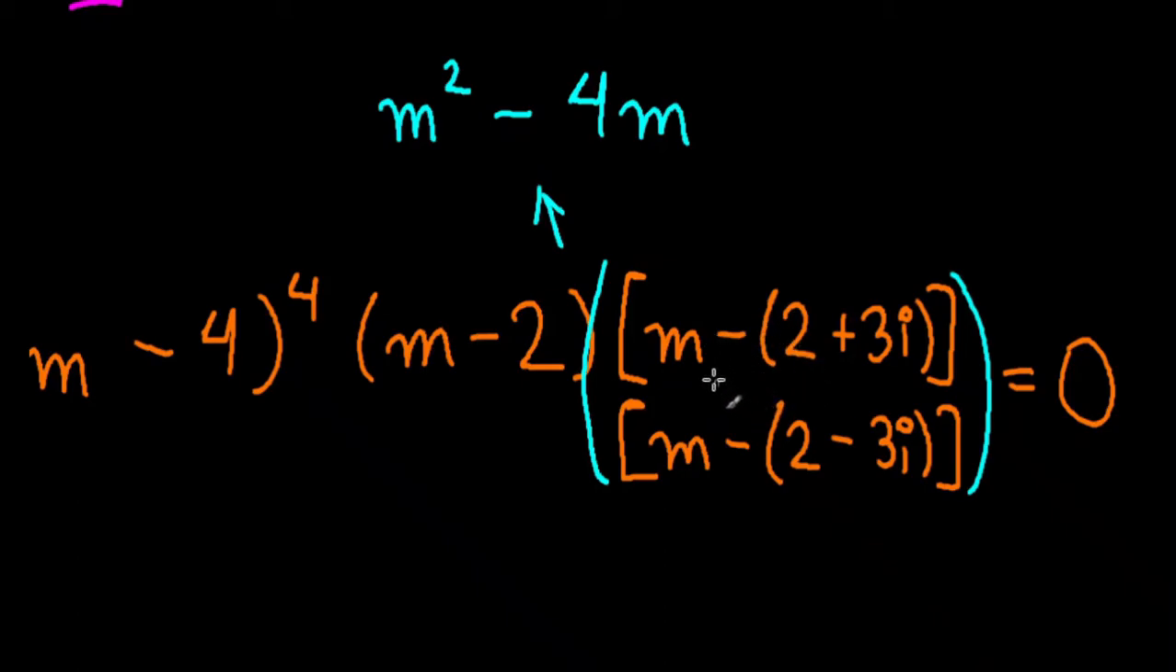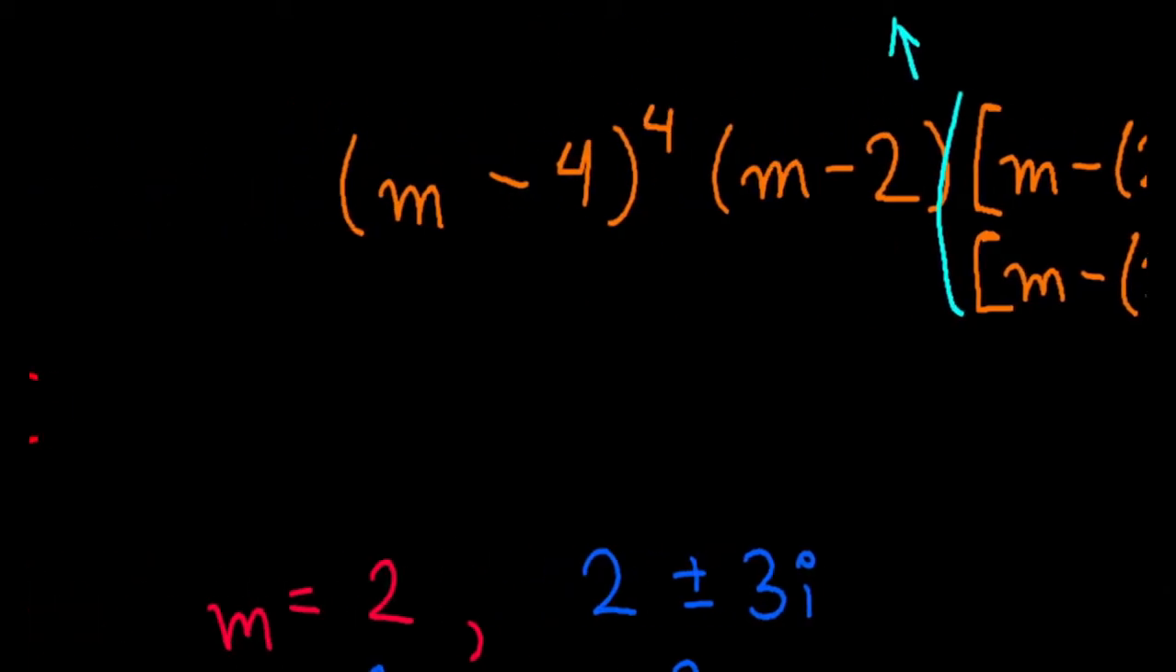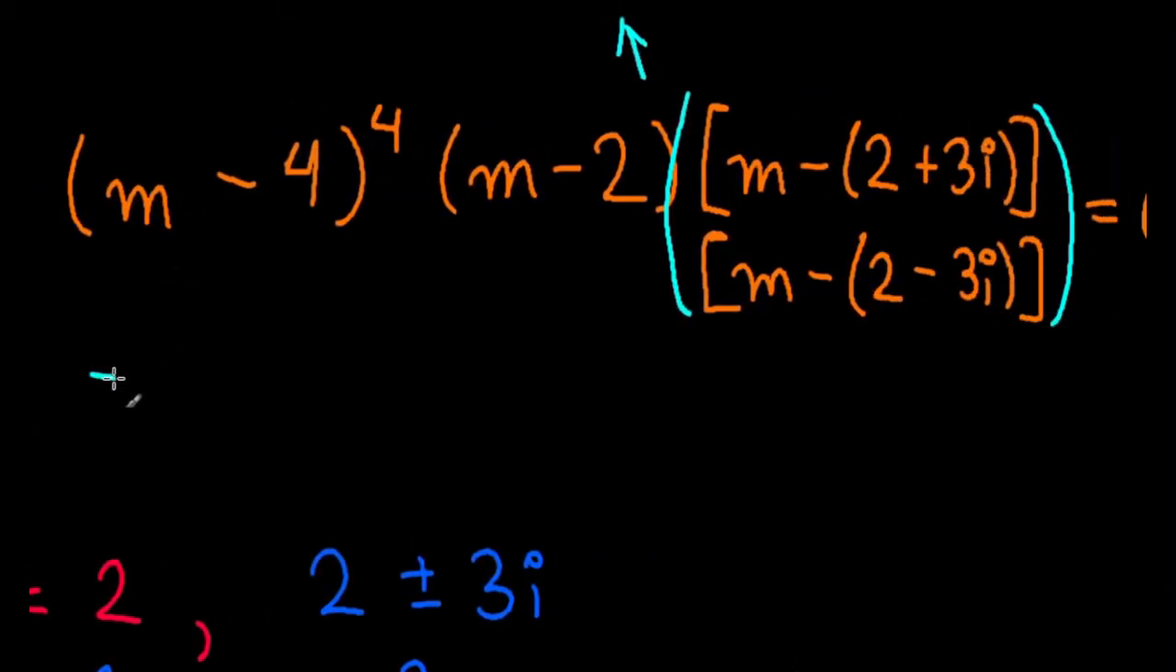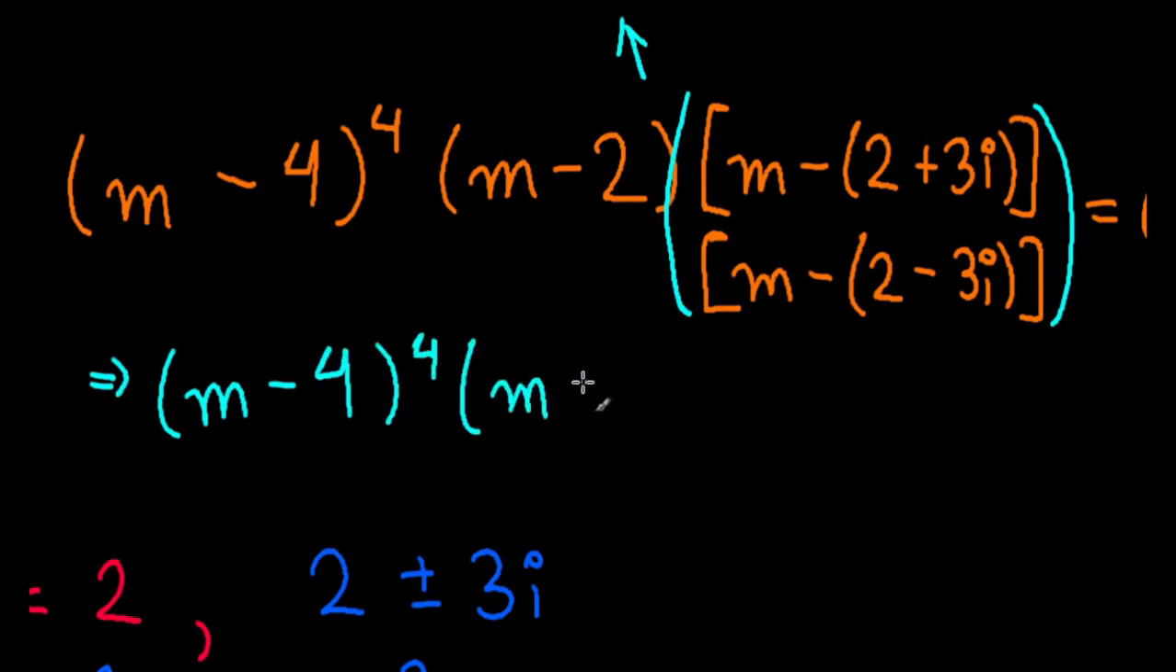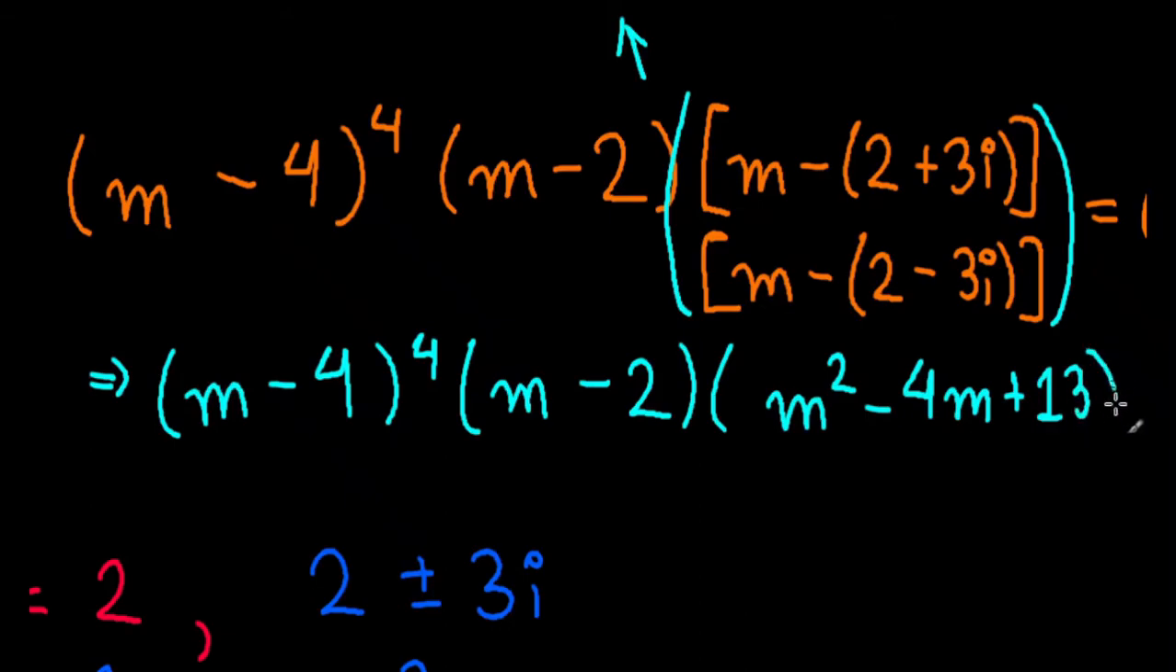And at the end, minus times minus is plus for the constant term, and we're just multiplying the conjugates. For that, if you're multiplying them, just find the magnitude of your complex number. So 2 squared plus 3 squared, that's basically 13. So this is going to be this portion. Our characteristic equation, the factorized form of it, is going to be m minus 4 to the power 4, m minus 2, and this expressed as a real factor is m squared minus 4m plus 13. All of this is going to be equal to 0.